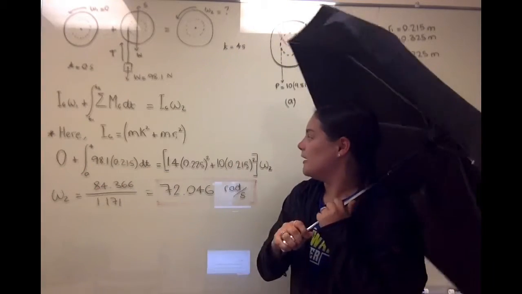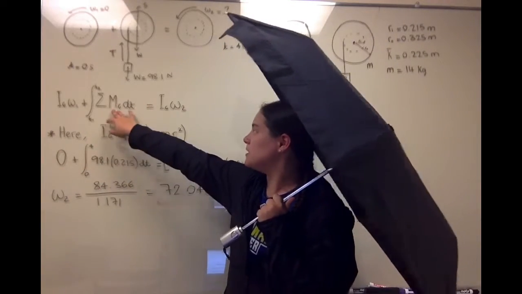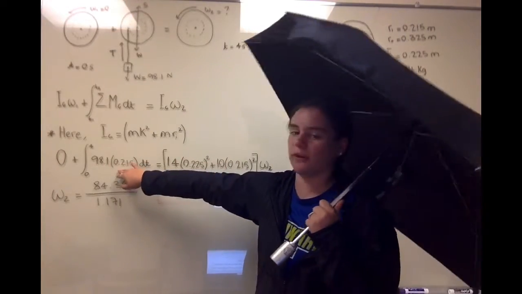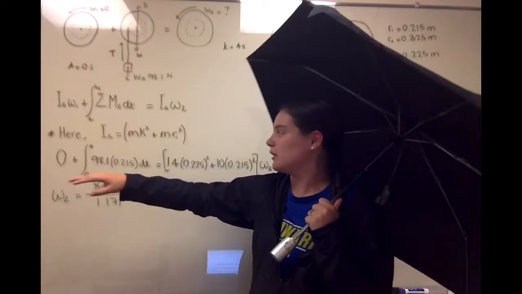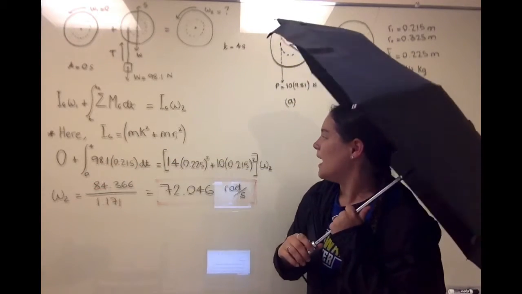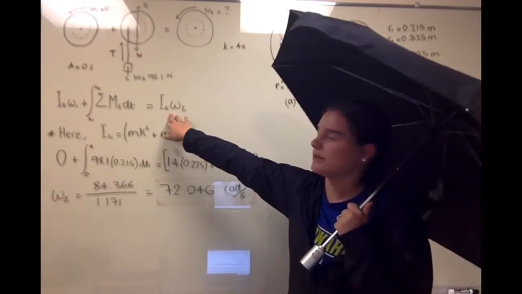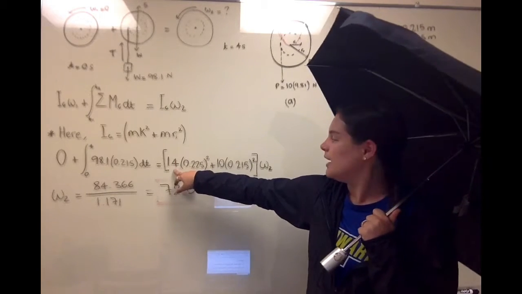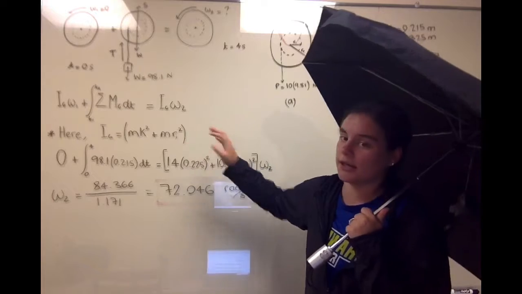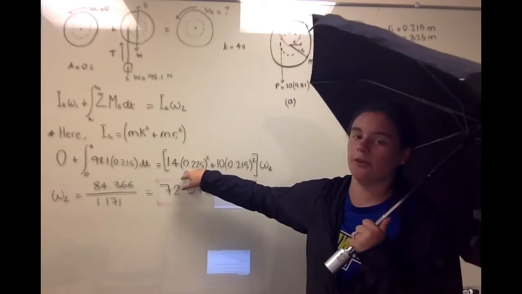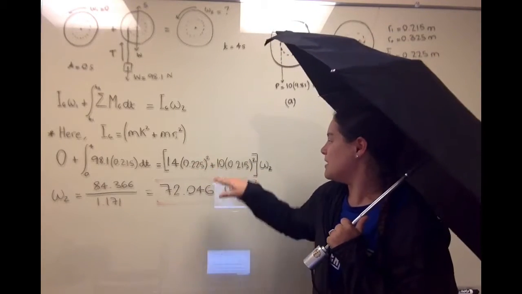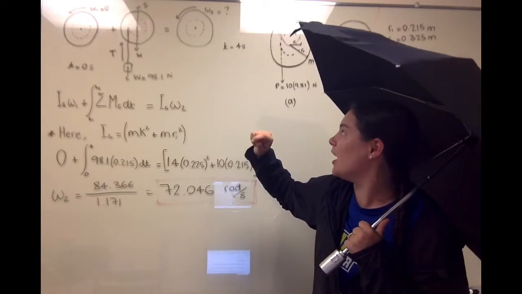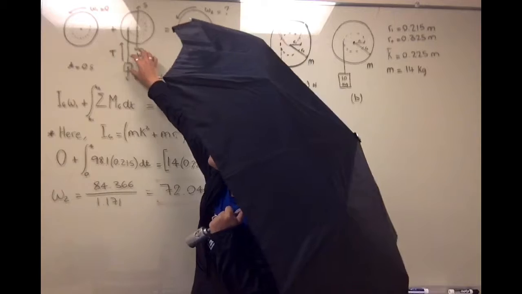And then for the moment part, we have the sum of mg, which is our weight, 98.1 newtons, times our inner radius, which is 0.215 meters, over the integral from 0 to 4 seconds. For our last part of the impulse momentum theorem, we have m of the whole groove drum, which is 14 kilograms, times our radius of gyration, 0.225 meters squared, added with 10 kilograms, which is the weight of our hanging mass.